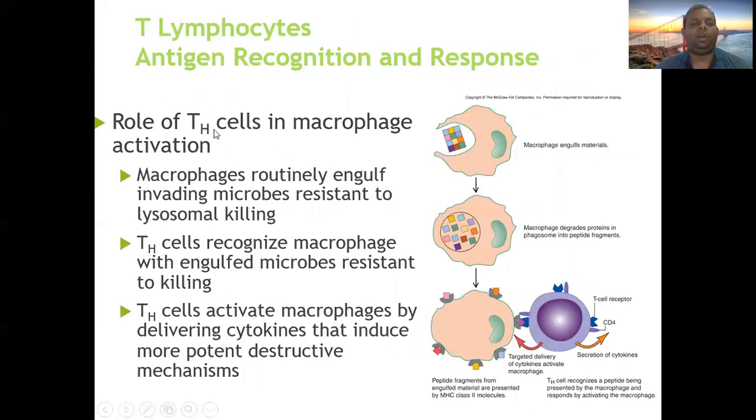Other than that, the role of TH cells in macrophage activation, which we discussed earlier. Macrophages routinely engulf invading microbes, some resistant to lysosomal killing. If TH cells recognize a macrophage with engulfed microbes resistant to killing, TH cells activate the macrophage by delivering cytokines that induce more potent destructive mechanisms. The macrophage degrades proteins and presents them on MHC class 2. It's an antigen-presenting cell. Then the T cell targets delivery of cytokines, and this secretion of cytokines activates the macrophage to destroy the engulfed peptide fragments or antigens. That's how it goes.